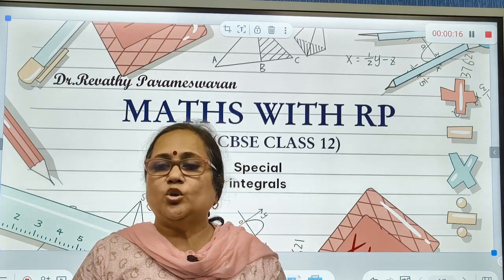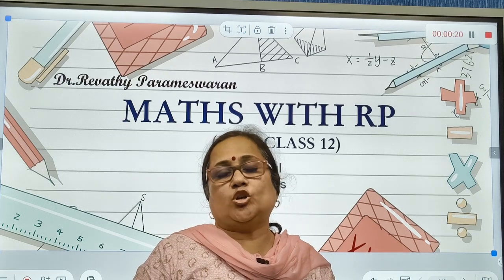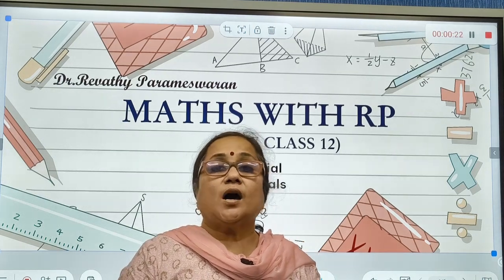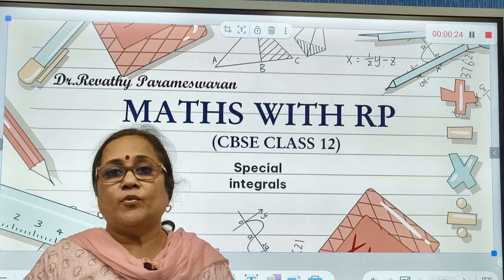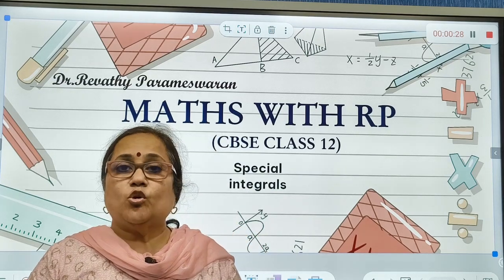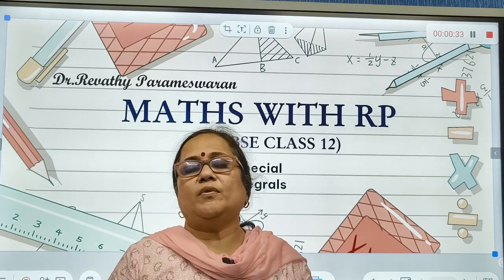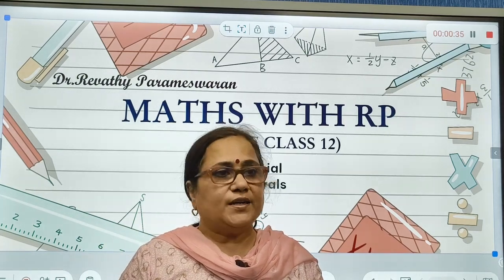Today we are going to continue with the technique that we learned in the earlier video, that is how to integrate functions of the form 1 by x power 4 plus 1. Today we are going to see how to integrate functions which are reduced to that form, and we will use a similar technique.